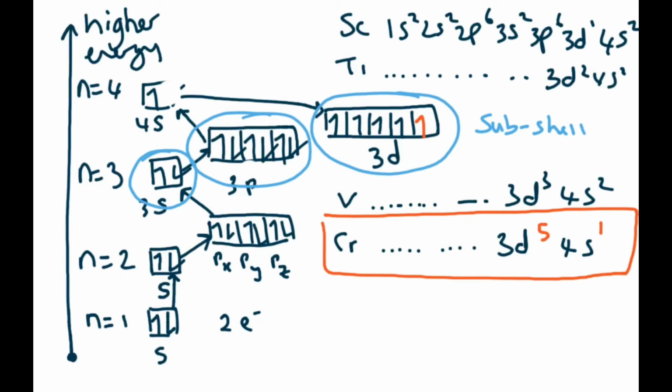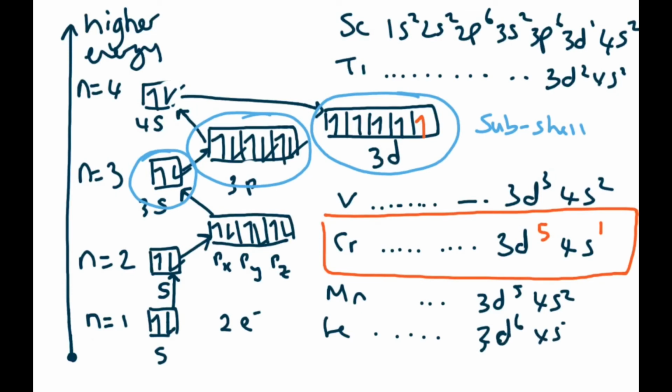Then the next element after chromium is manganese, and it sorts itself back out again: 3d5, 4s2. It goes along. Iron is 3d6, 4s2. There is one more exception, and the other exception is copper.